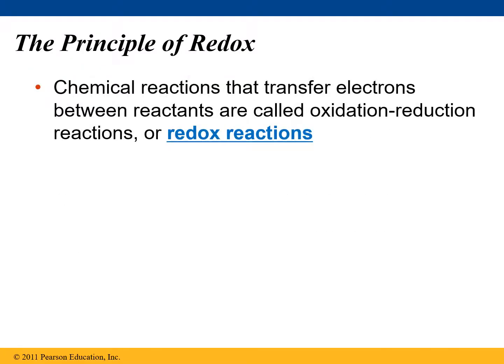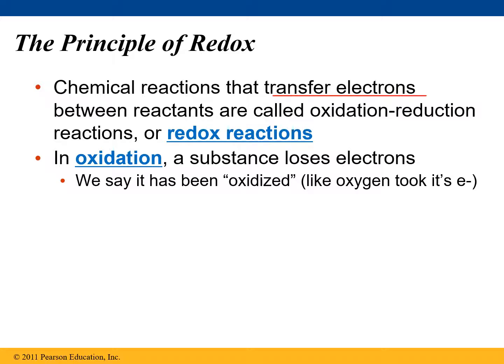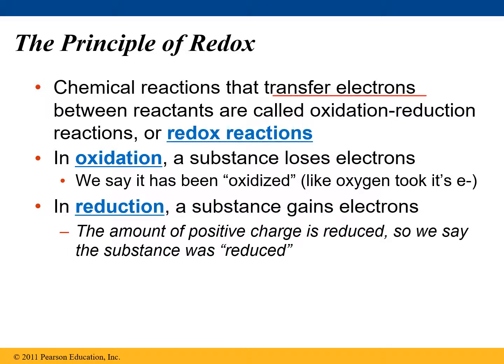Okay, the principle of redox in general, because you will need to know this, you might come across it in a few different spots. In general, a redox reaction is a reaction that transfers electrons between reactants. They're also called oxidation reduction reactions. This process of oxidation means one substance loses an electron. We say that substance has been oxidized. Reduction is the opposite. It means that a substance gains an electron. It gets its name because the amount of positive charge is reduced. So we say that the substance was reduced.